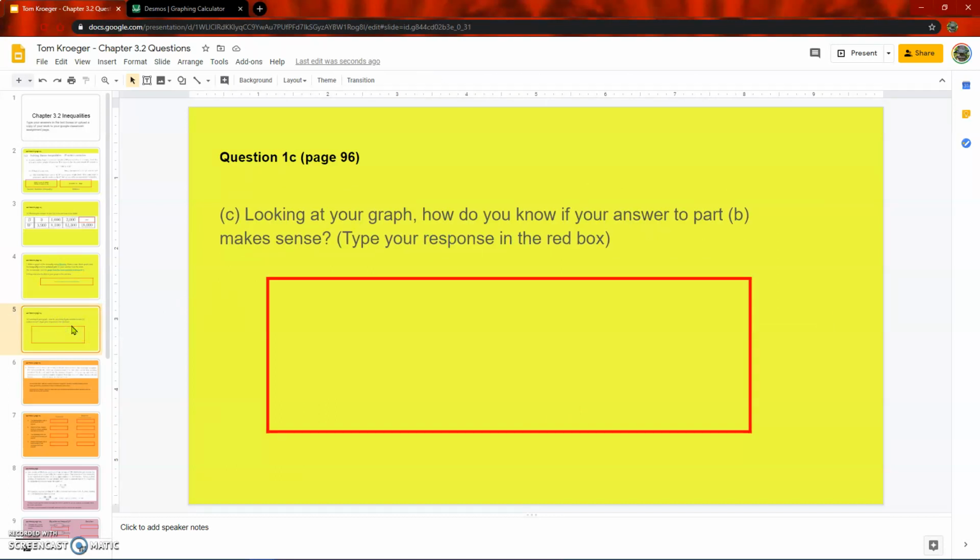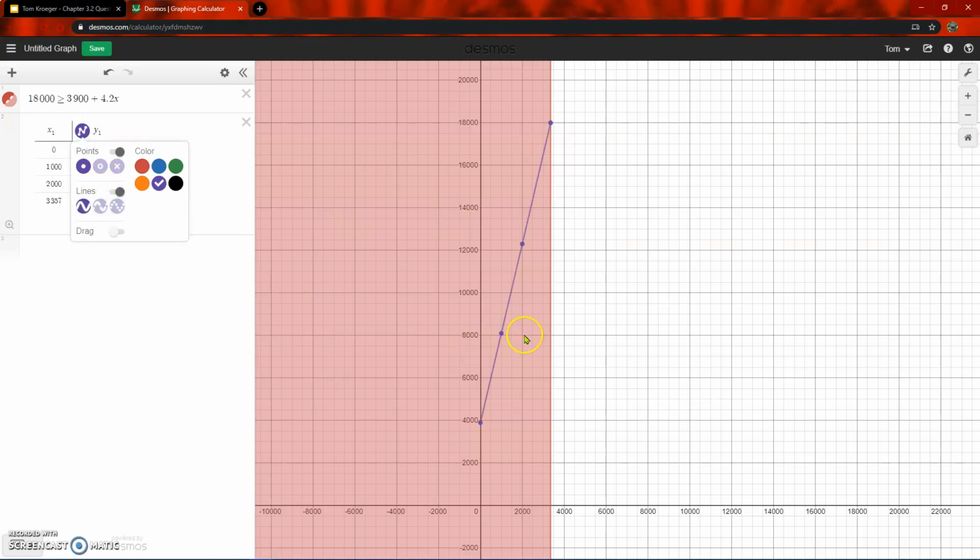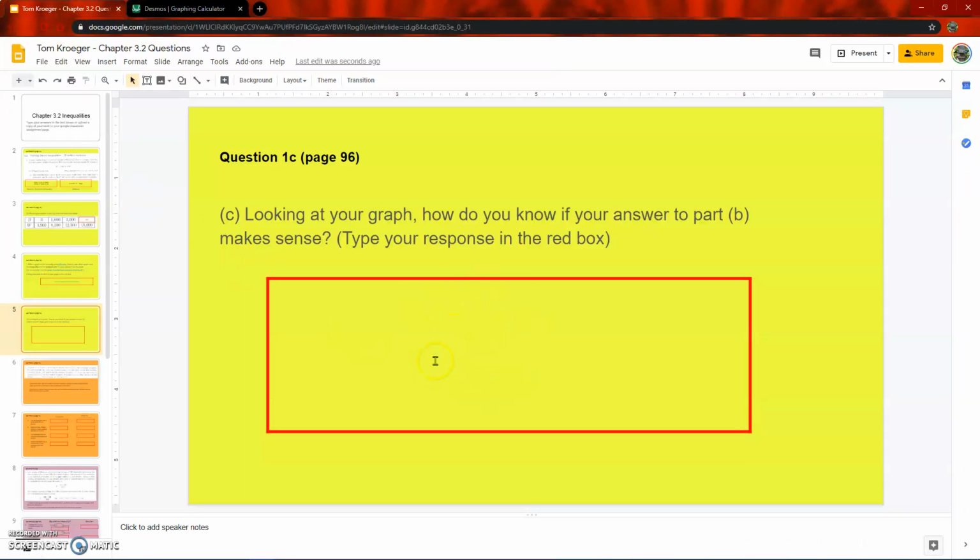Question C here. Looking at your graph, how do you know if your answer to part B makes sense? Well, if we go back to our graph, how do we know if the answer makes sense? Well, if we take a look at our points here, and if we connect them with a line, we can see that they all land on a straight line, which means it's a constant rate of change. And that constant rate of change is that 4.2 pounds for each bag. Every time you're adding another bag, that represents that rate of change. And so the 3,357 bags lines right up along that same thing there. All right, and then we can type that response into your box there.